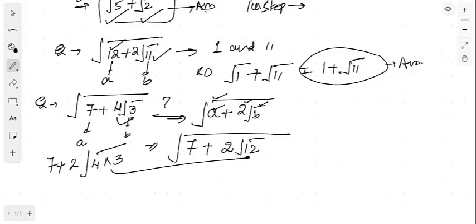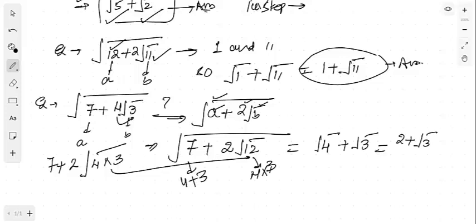Now it is in the form of a plus 2 root b. So I have to choose two numbers which when multiplied get 12, and which when added get 7. So it's very clear the two numbers will be under root 4 plus under root 3. When you multiply 4 into 3, you will get 12, and when you add 4 plus 3, you will get 7. So this is our answer. Root 4 is nothing but 2, plus root 3. This is our final answer.